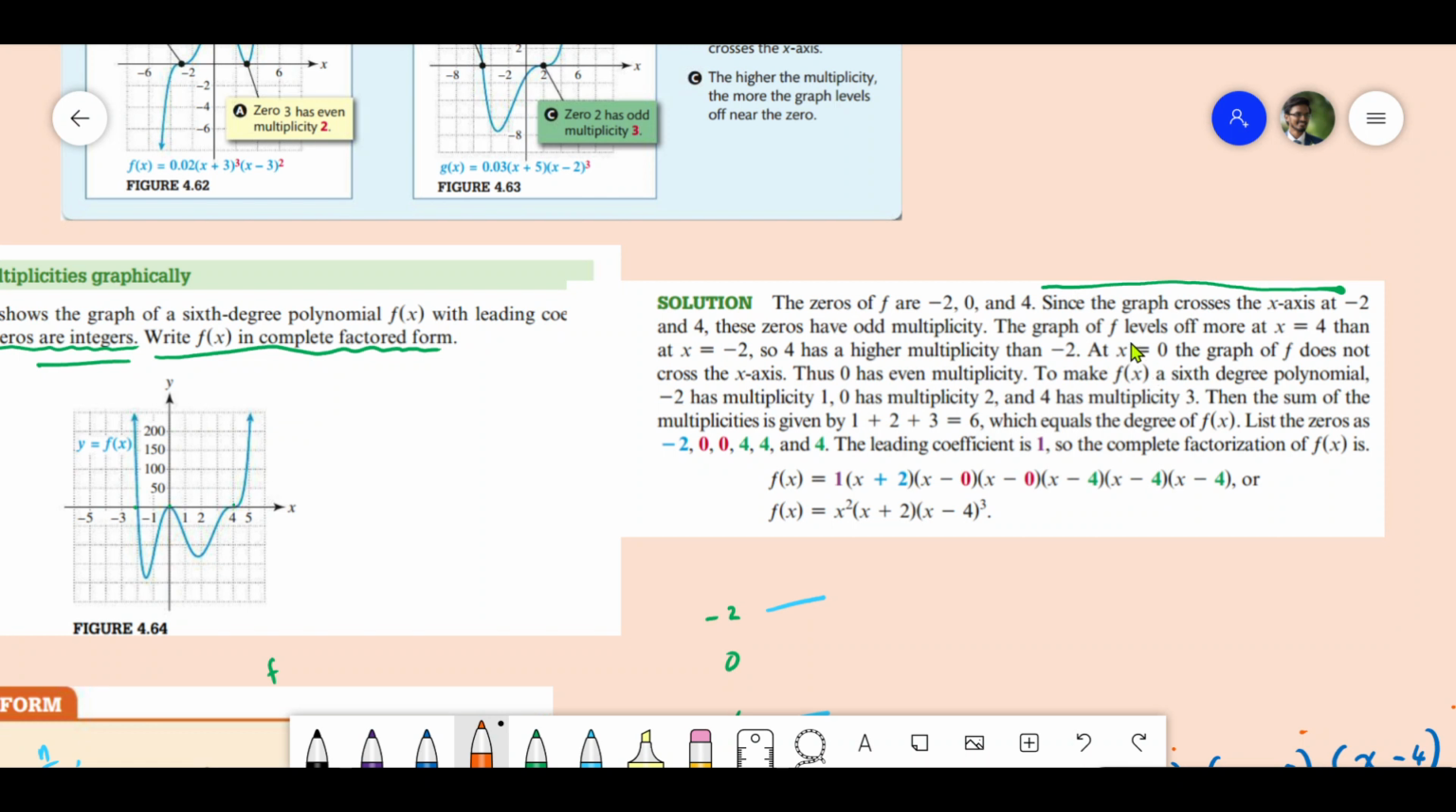At 0, the graph of f does not cross the x-axis, hence it should have an even multiplicity. Okay, so at 0 it should be even, and in these two it should be an odd multiplicity, and this multiplicity should be greater than this one.